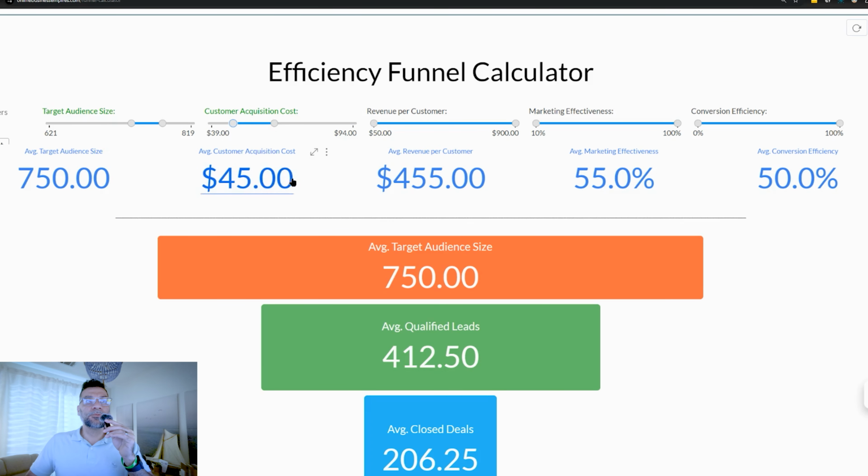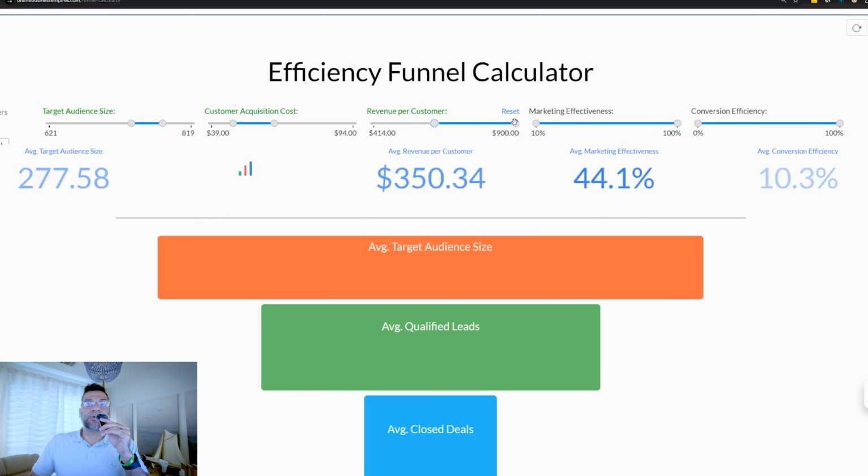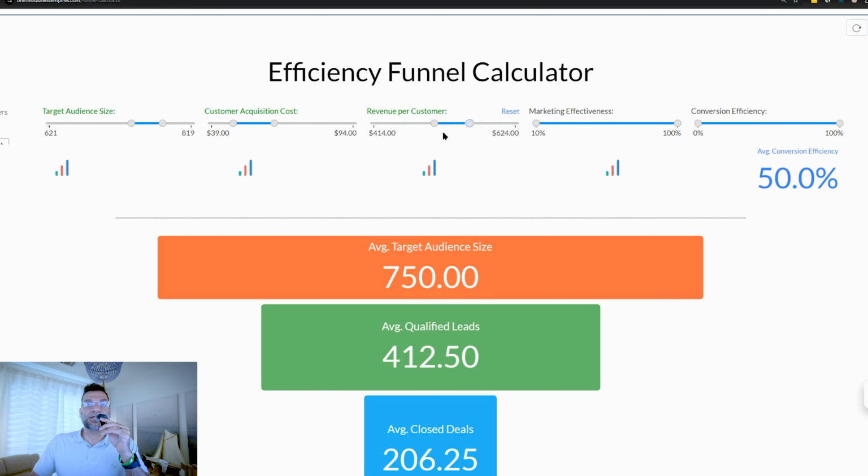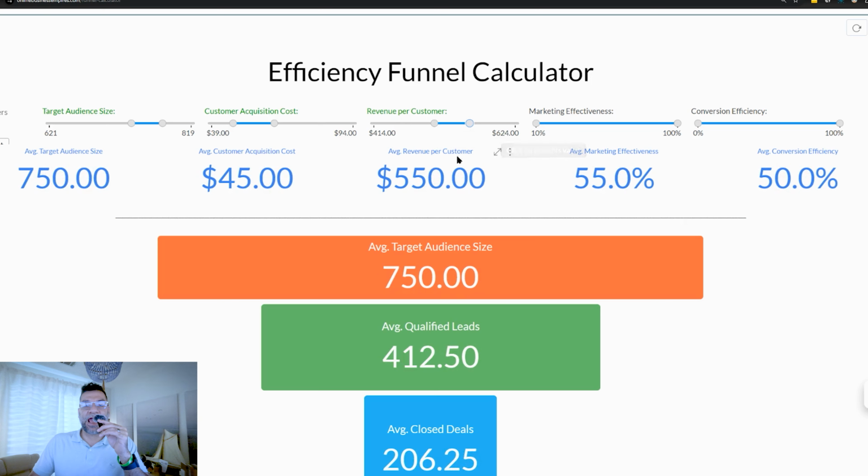Then we want to see how much revenue per customer we're able to obtain. So if we're willing to pay $45 to acquire a brand new customer, how much is that customer really worth? Then we can move the sliders, and we are able to get an average.